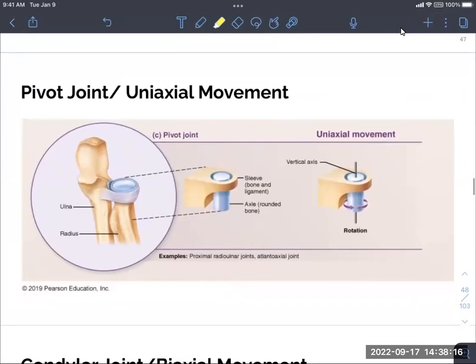Pivot. I also talked about how that radius and that ulna are connected together. Well, when you pronate and supinate your forearm by taking your hand up and down to the floor, then back up, then down to the floor, that is a pivot joint because that radius here is pivoting around the ulna.